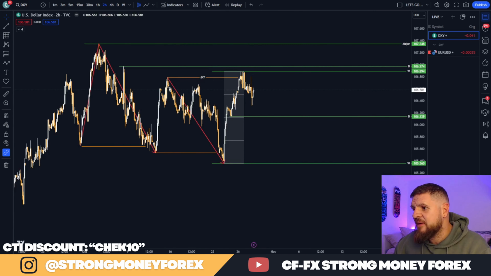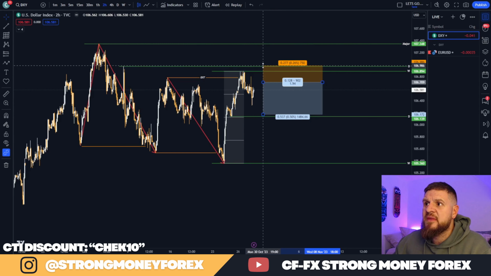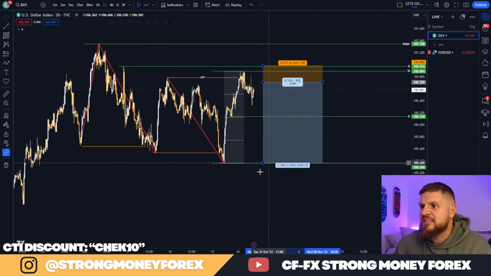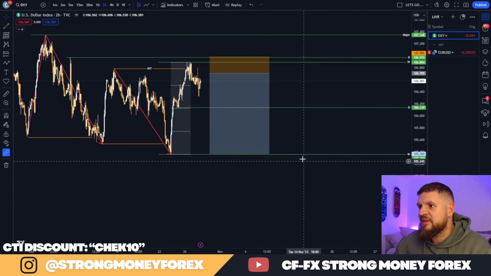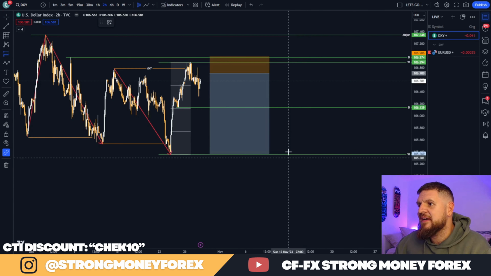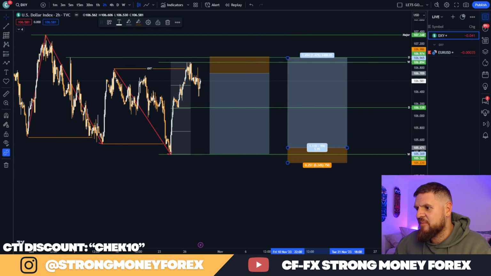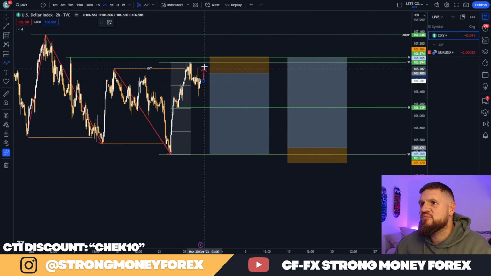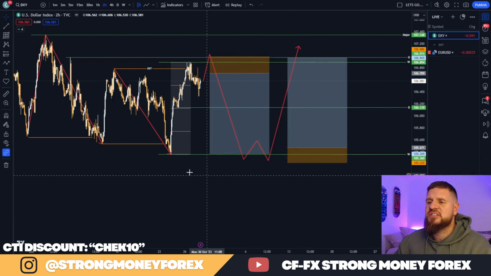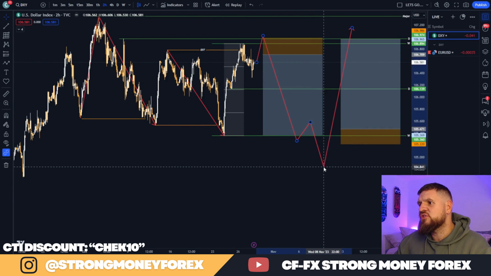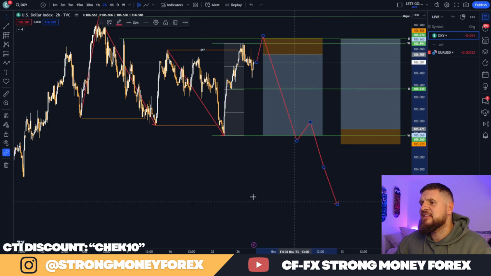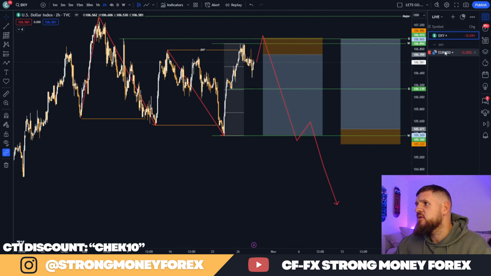I would be happy to take sells from here, which would obviously be buys from the equivalent area on EURUSD. And I would also be happy to consider a buy from here if price came down here. In terms of what I'd be intending on happening, I would expect price to sweep something and then come down and then turn bullish, something like that. Or we could just end up coming down and this continues down. So let's wait and see.